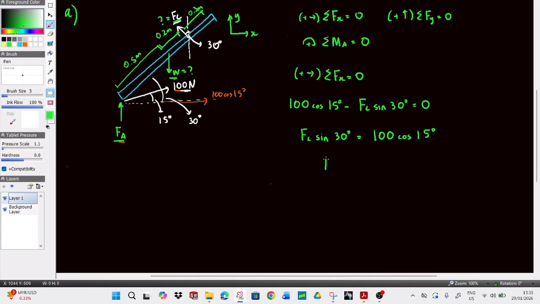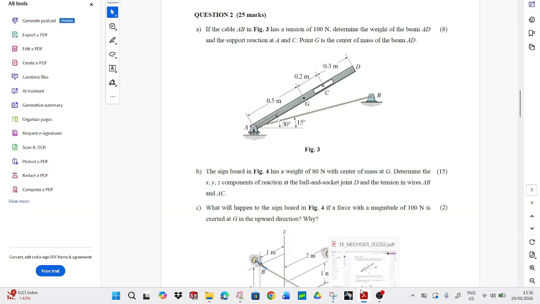Thus you get your FC, the reaction force, to be 100 cosine 15 divided by sine 30. So your FC is 193.185 newtons, and to 3 significant figures, just 193 newtons. So this is your FC, because that's what the question asked. First part of the question, you want to find support reactions A and C.